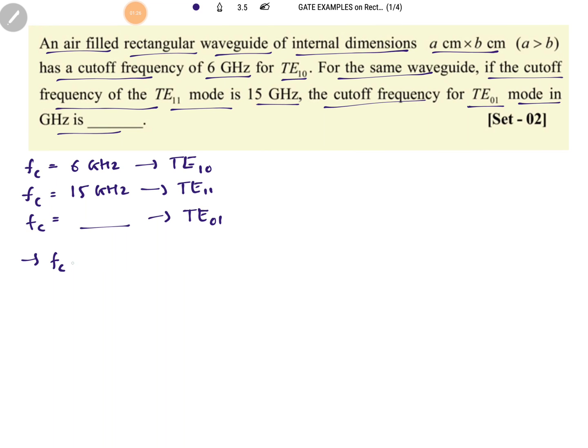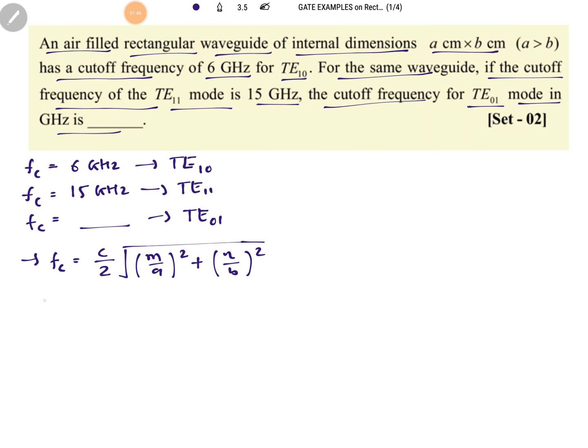First of all, let us have the cutoff frequency formula. The cutoff frequency of a rectangular waveguide we can identify by c by 2 into square root of (m by a) whole square plus (n by b) whole square. So this is the basic formula that we are going to utilize.